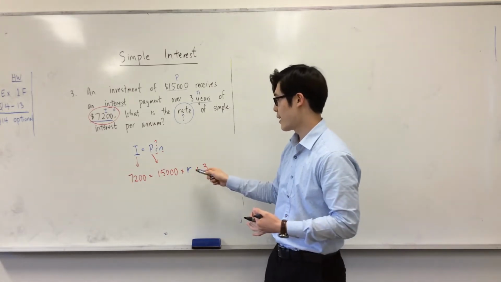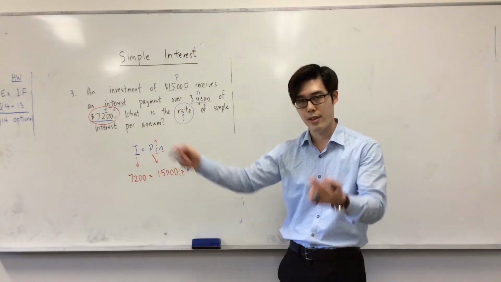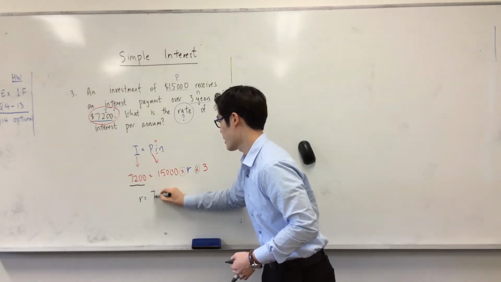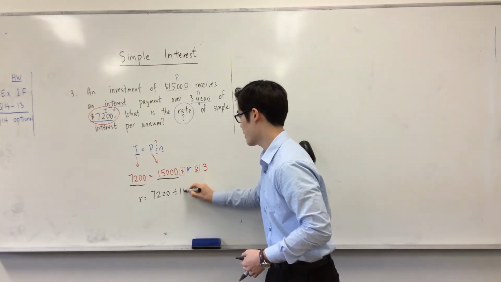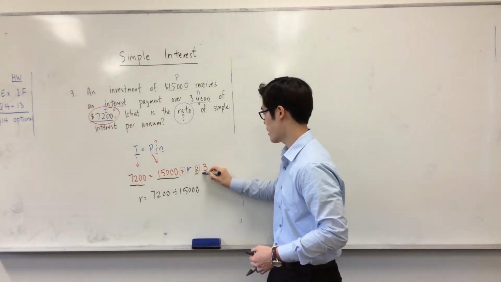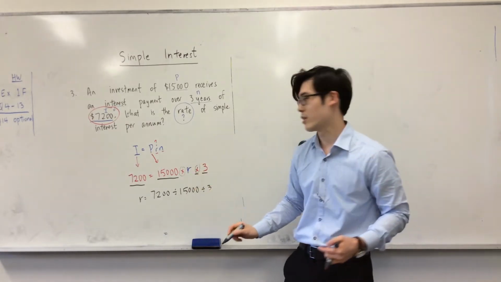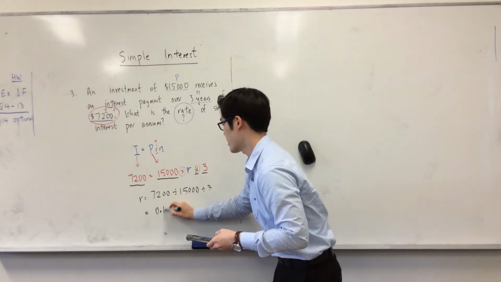So in order to find R, we just got to do the opposite of times. So divide everything to the other side. So R is equal to 7,200 divided by 15,000, divided by 3. Okay, so instead of timesing, you're just dividing everything across. Now if I put that in the calculator, that is 0.16.